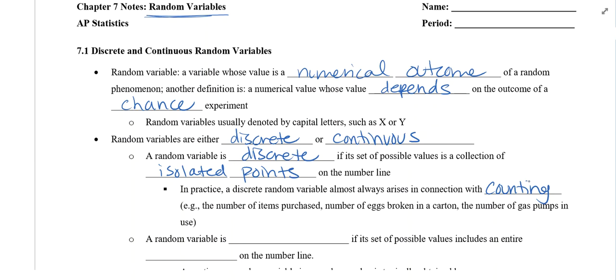So the number of items purchased, the number of eggs broken in a carton, the number of gas pumps in use, those all are a countable number of things. And they don't go on to infinity, you're just looking at a certain set.